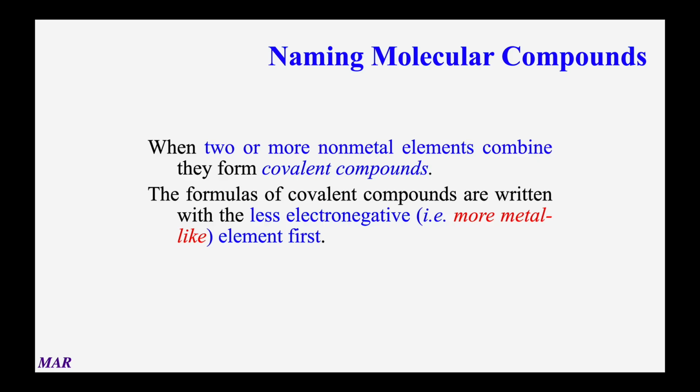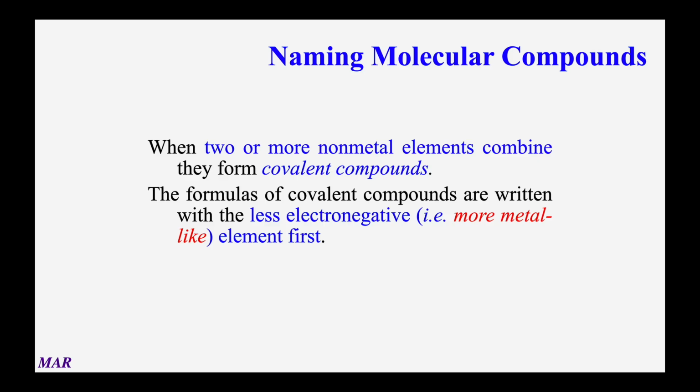In the formulas of covalent compounds, you always have the less electronegative element first and the more electronegative element last. Now, another way to interpret this, because electronegative is weird, the more metallic-like element goes first, and the element which is less like a metal goes last. So on the periodic table, carbon is closer to the metals than oxygen is. So carbon always goes first and oxygen always goes last. And that's why it's CO2.